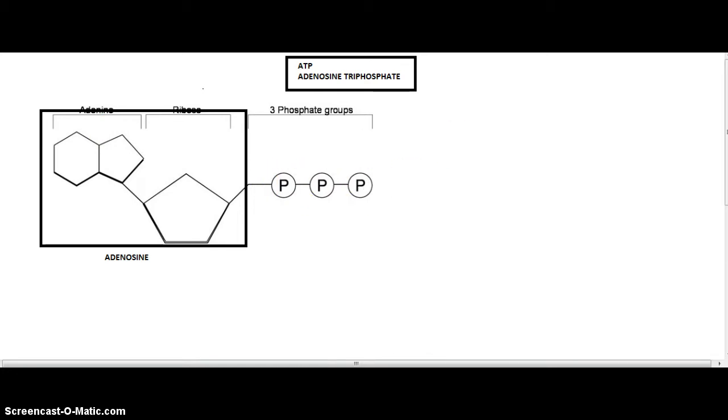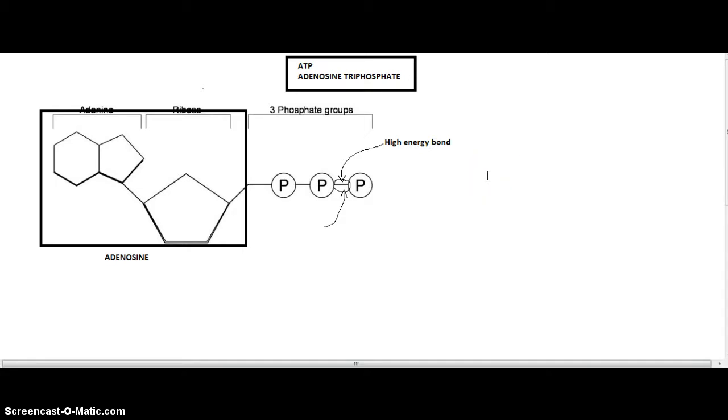So, really, what we're looking at now is why. What's the purpose of this molecule? The purpose of this molecule really is to provide energy, usable energy for the cell. It's a usable chemical energy. This bond right here, like I said before, it's a high energy bond. And this is where the energy from glucose is stored.